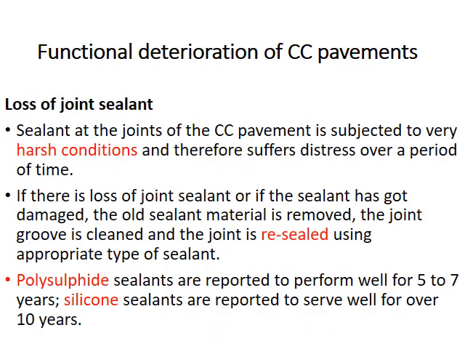Loss of joint sealant: we talked about spalling of joints, where there is a dislocation of the filler board material in the joints. Similar to that, the joints will have sealers which may be subjected to very harsh conditions. So this sealing material has to be removed and resealed if it is affected very badly. You can use polysulfide sealants which have a life of 5 to 7 years, and silicone sealants which have a life of up to 10 years.